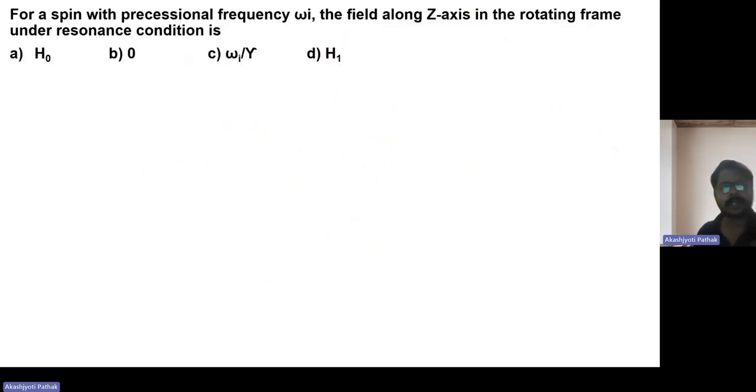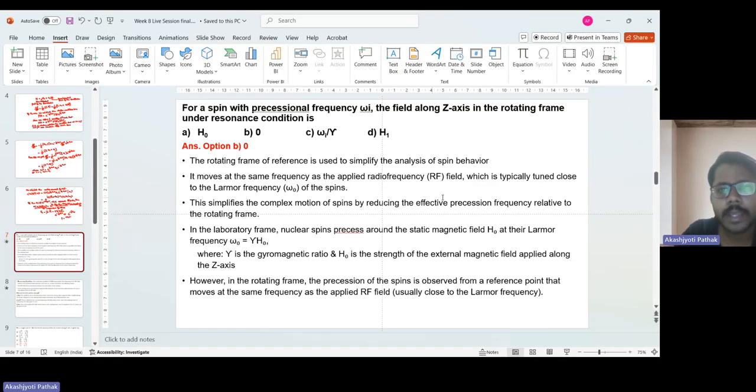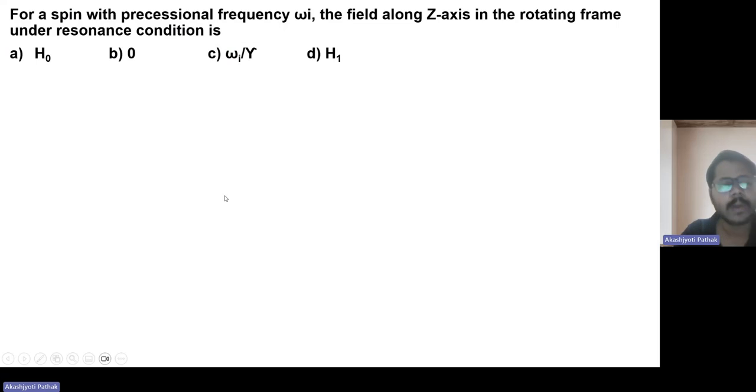Okay, so now we'll move to the second question. What is the second question? The second question says that for a spin with precessional frequency omega I, the field along the z-axis in the rotating frame under resonance condition is. So the options are: first option A is H naught. Option B is 0. Option C is omega I by gamma. And option D is H1.